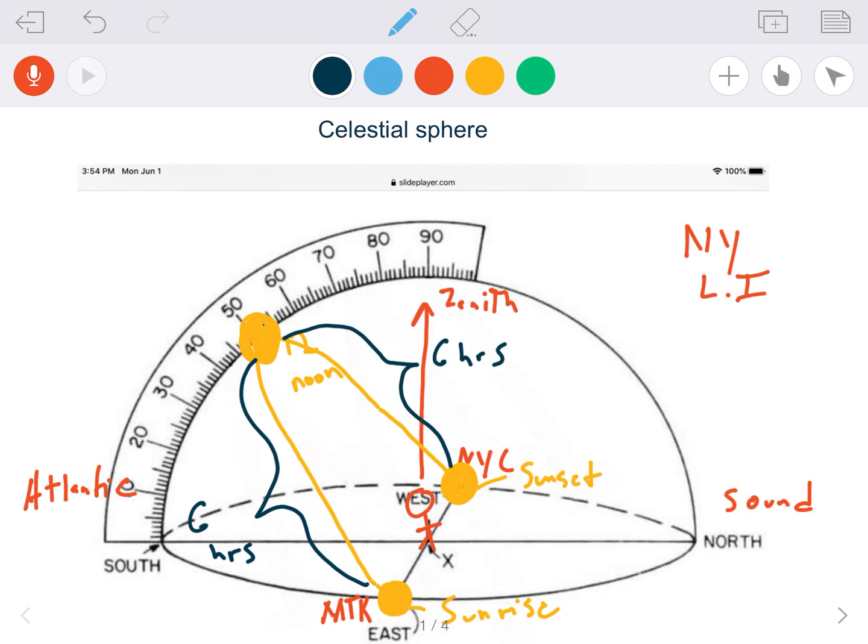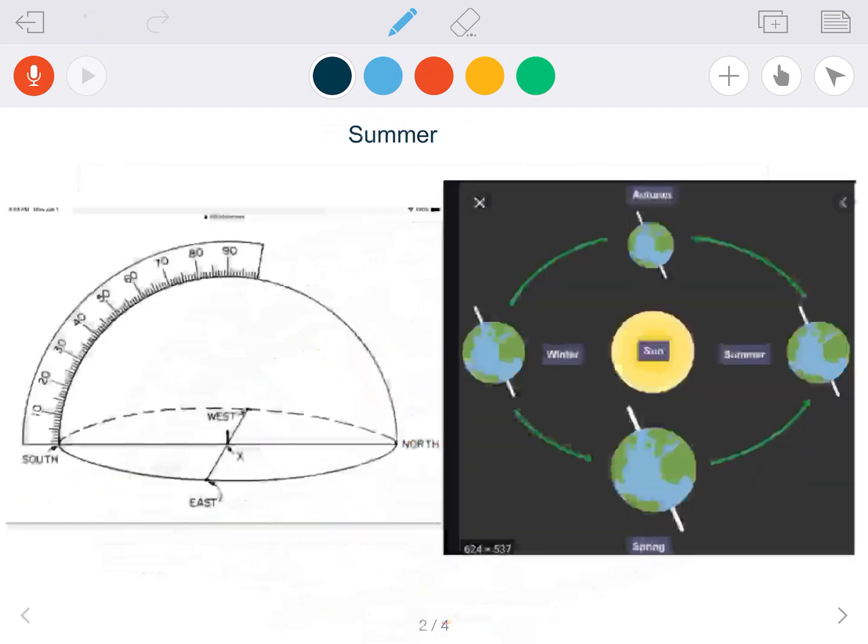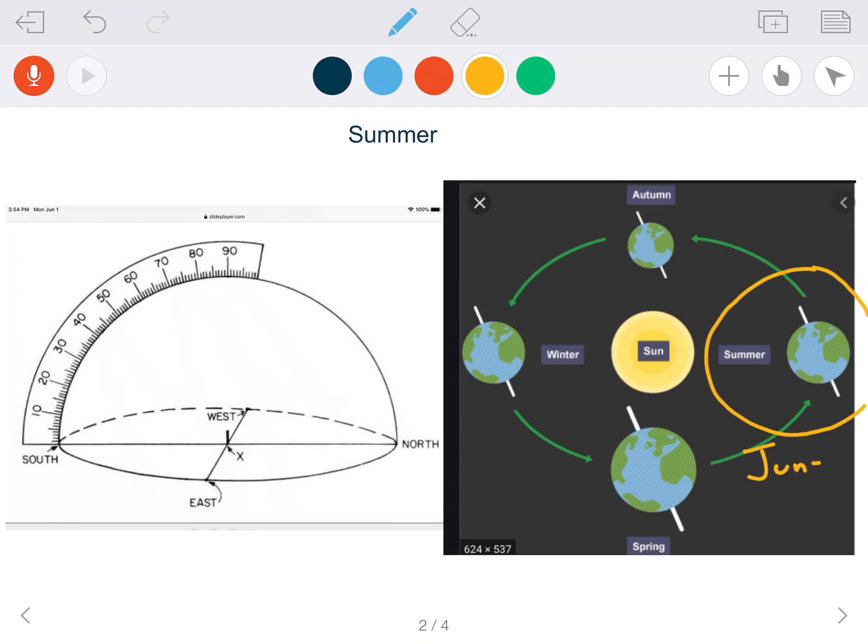And this is coming up. This is the summer solstice. This is June 21st. So I have what it looks like from space and what it looks like from the celestial sphere that you're standing in. So for this, I'm going to circle one on here. This is our summer example. And our summer starts June 21st. So here is a person standing in the middle. And here is the zenith and the celestial sphere.